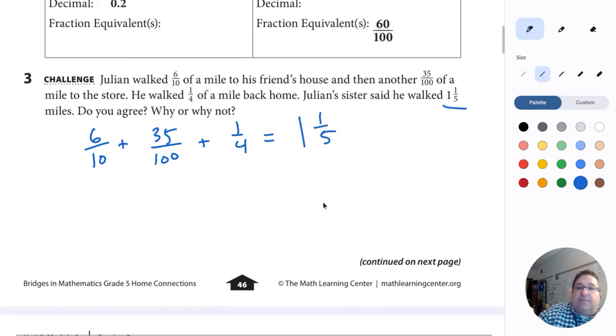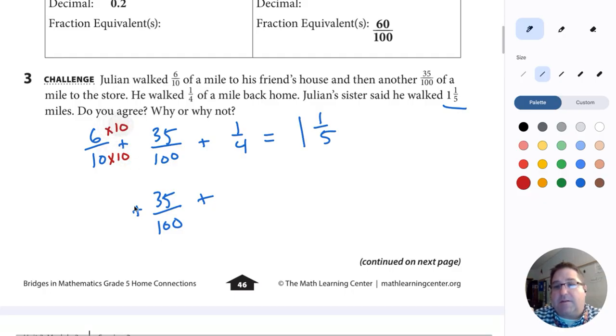So we've got to get equivalent fractions. One thing we could do is use 100 for all of these. We could keep that 35 hundredths. 10 times what is 100? 10 times 10. So we multiply up here by 10, and 6 times 10 would be 60. How about this 4? 4 times what is 100? 4 times 25. So we do 1 times 25 up here. Again, it's all about equivalent fractions from last unit. 4 times 25 is 100, and up top, 1 times 25 would be 25.